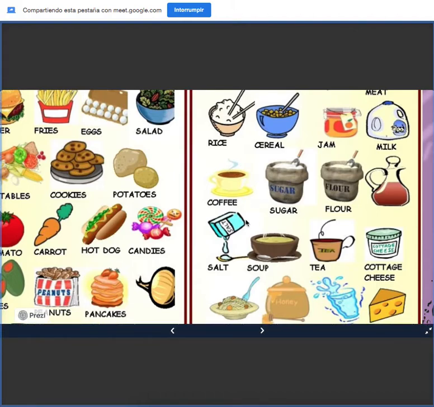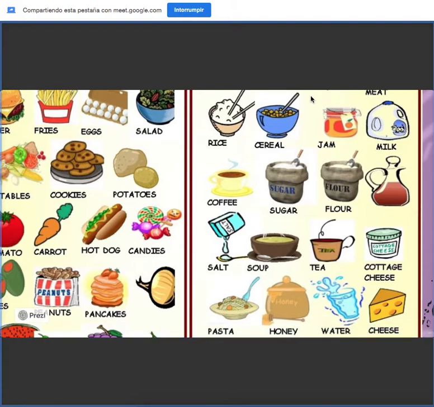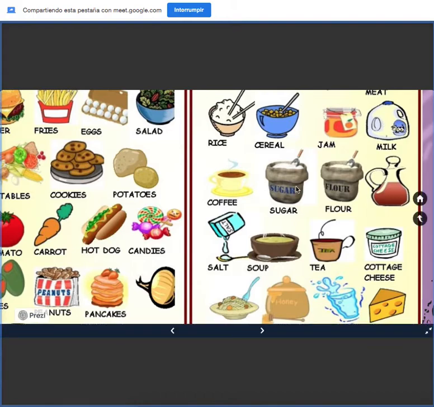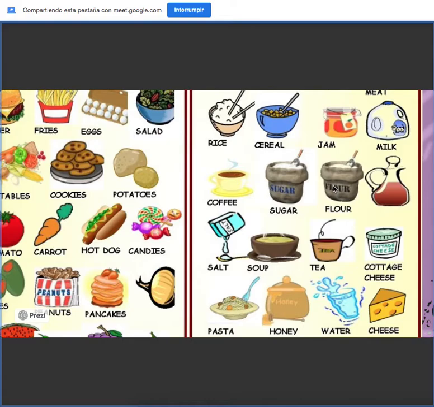Rice, cereal, jam. What is the meaning of jam? Mermelada. Very good. Milk, liquid things, so uncountable. Coffee, sugar and flour can't be counted. What is the meaning of flour? Harina. Perfect.